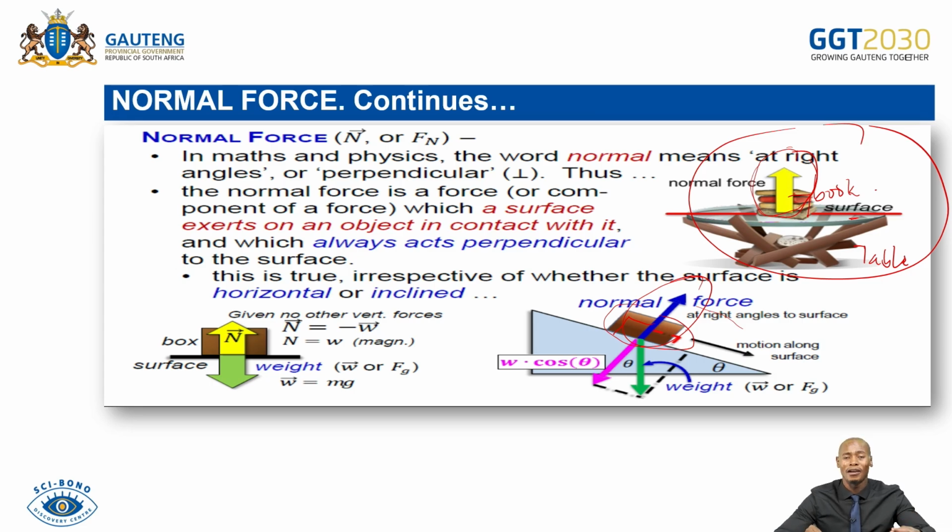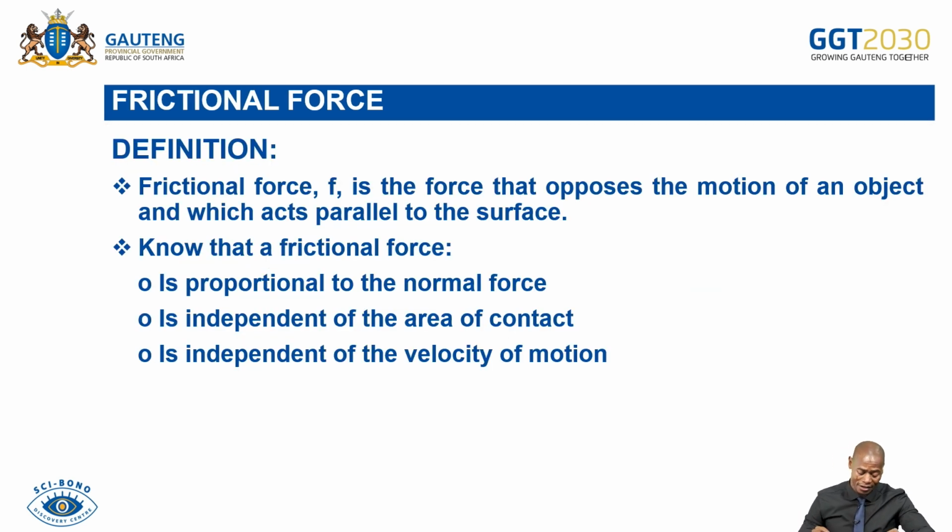Why? What is normal force? It is the force exerted by the surface. So when an object moves vertically upwards, do we have the surface? No. So the object must be in contact with the surface for us to talk about the normal force. Very, very important. It's a force exerted by the surface on an object, and it acts perpendicular to the surface. Then now let's move to frictional force.